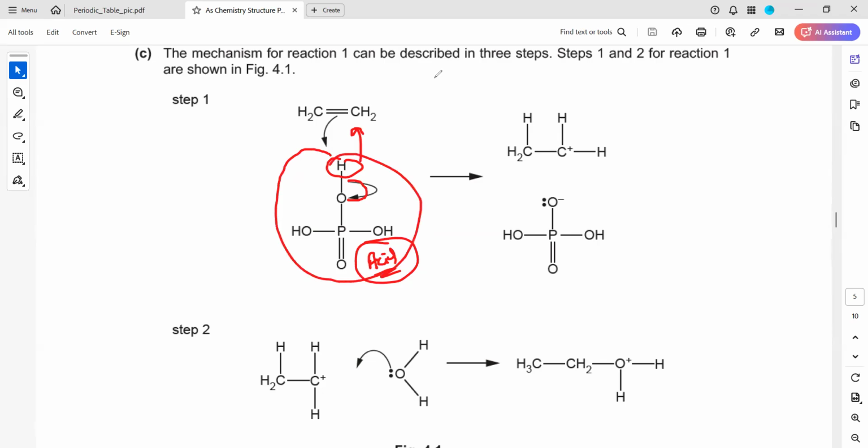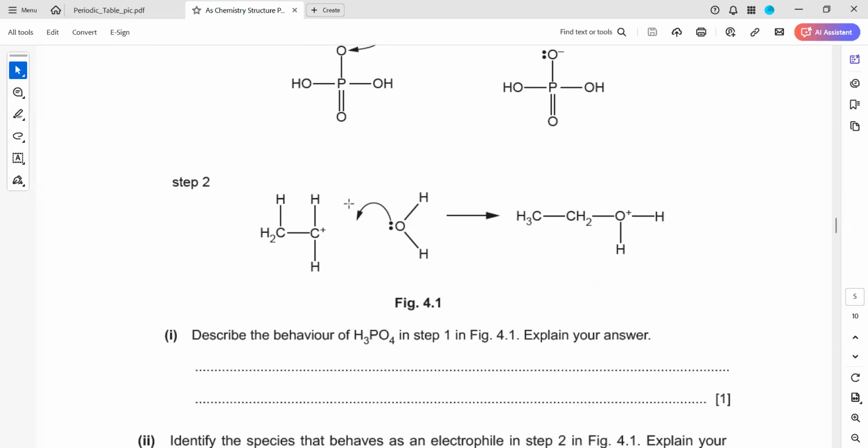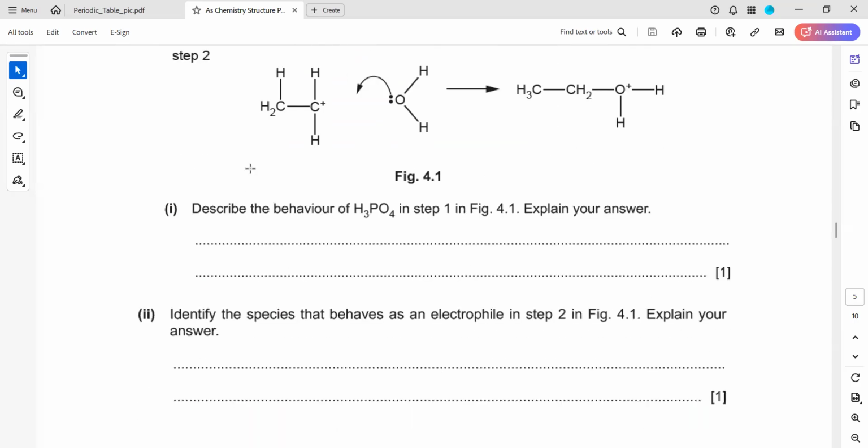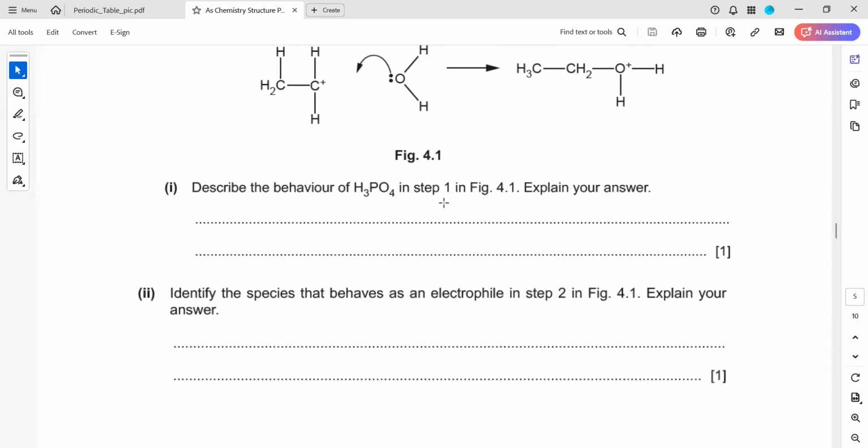And what is the electrophile here? This H plus, which is lost here. This H plus is acting like an electrophile. But H3PO4, what is it acting as? It is acting as an acid because acids are proton donors. So its behavior is that it's acting as an acid because it is donating a proton.